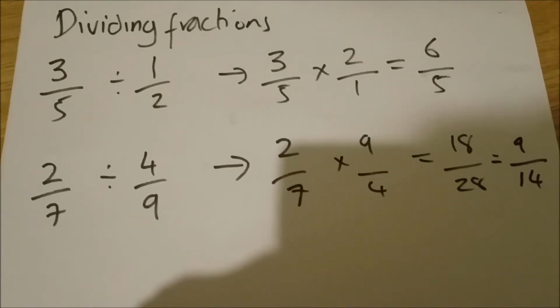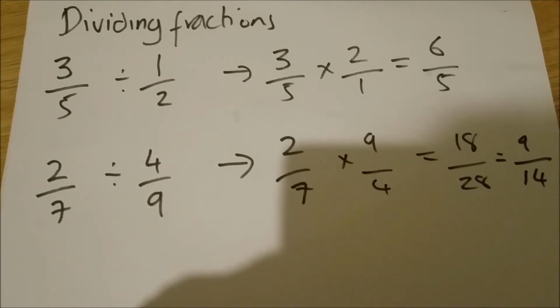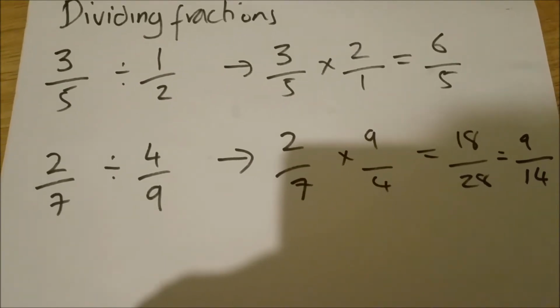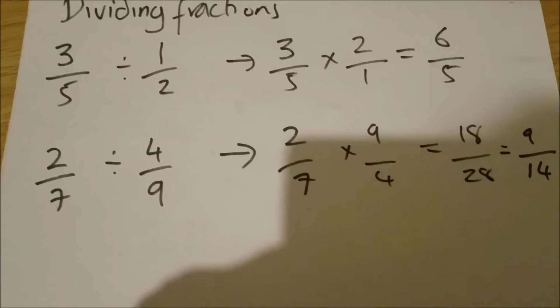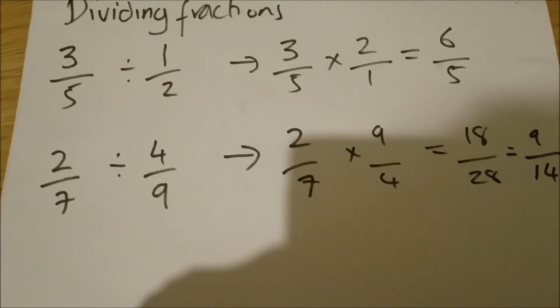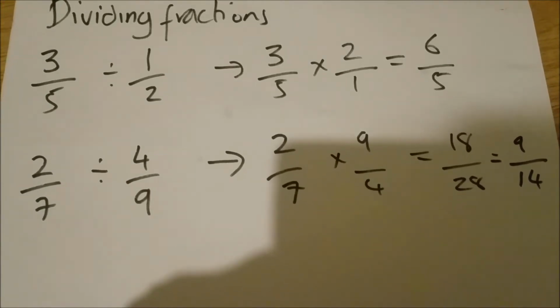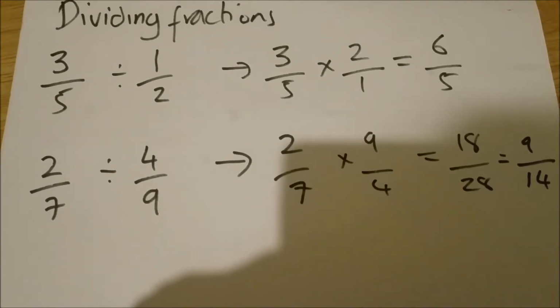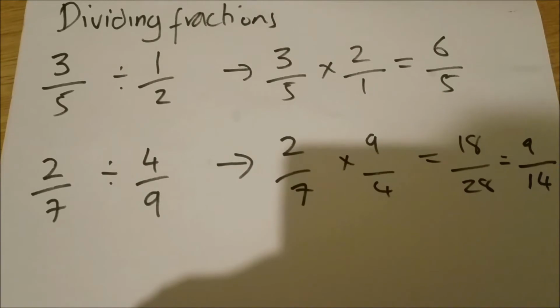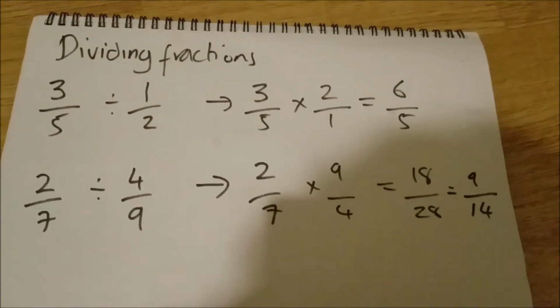Now, where do people go wrong with this? Sometimes they turn the wrong fraction upside down. The question is always asked, which fraction do I turn upside down? The one you're dividing by, so the second one. Don't flip them both. When you've flipped over, you multiply, not divide, okay? That's the whole point of it. It makes it very, very easy. You flip the fraction over and you multiply, which is something you already know how to do.